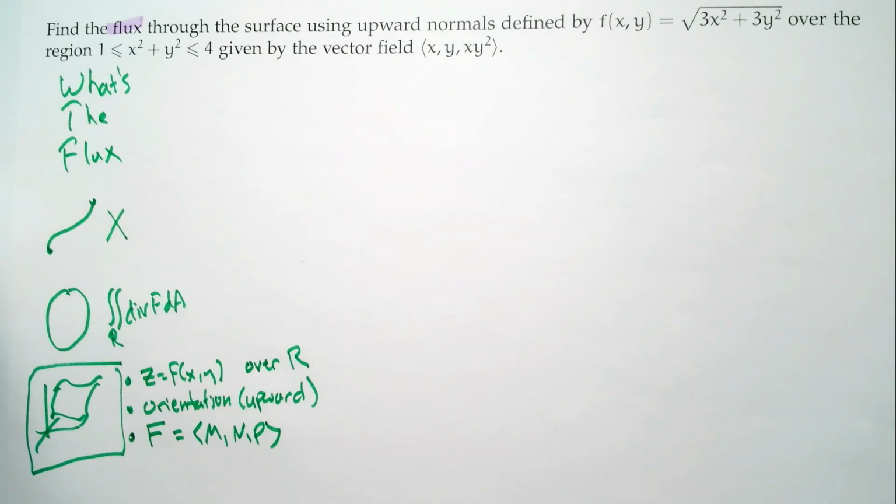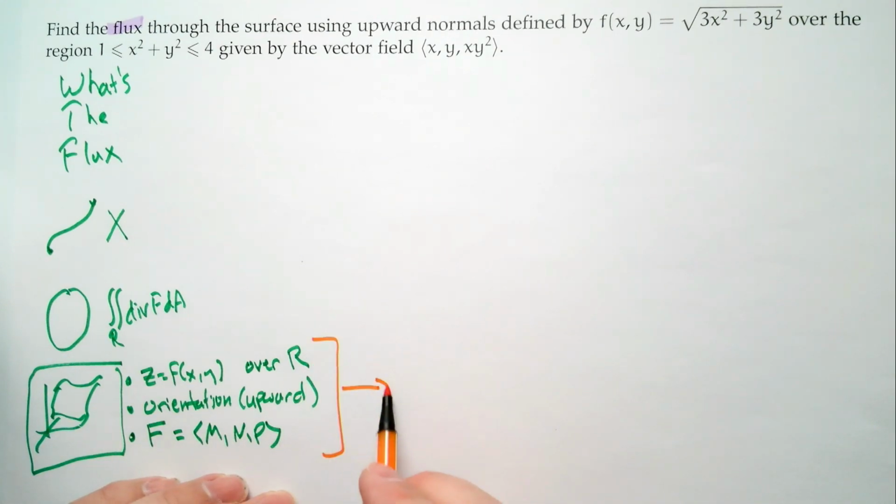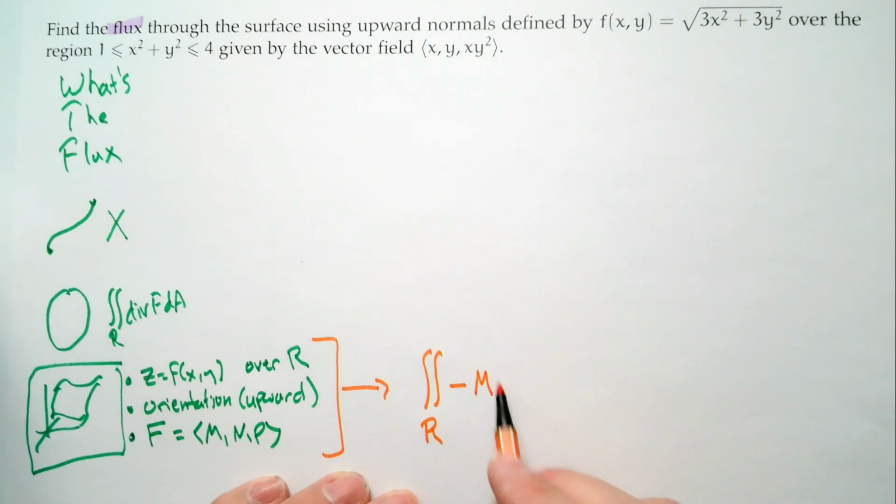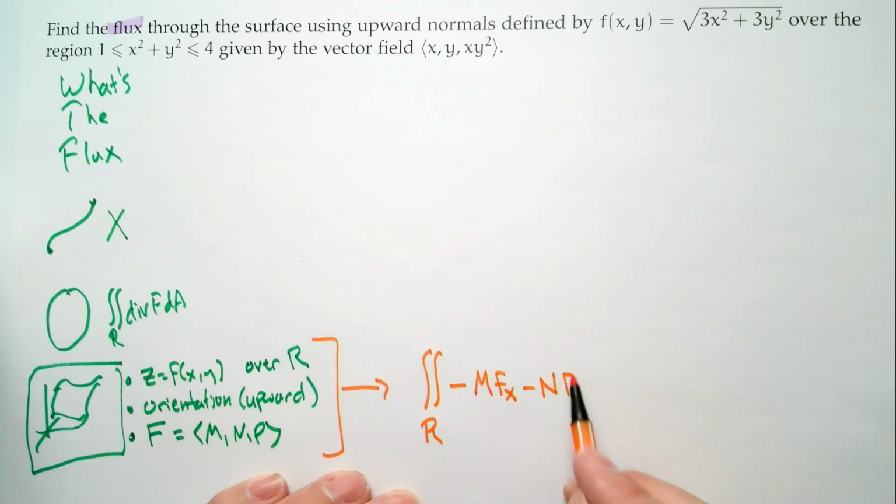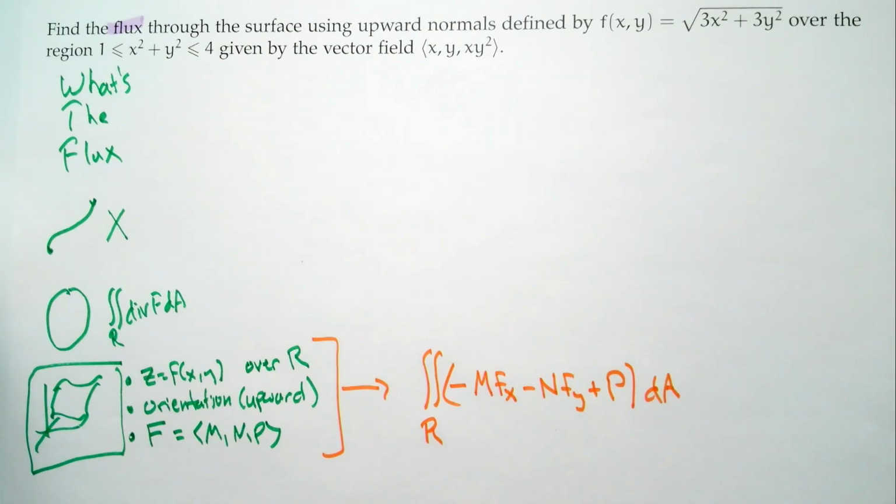Once you have all these pieces, you get a nice formula. If you remember the formula, it's actually not a hard problem. And if you don't remember it, you can just rederive it. It only takes about 15 minutes. So here's how it works. You integrate over your region minus M f_x minus N f_y plus P dA. That's the formula. If you remember this, you're probably halfway there, because usually this is the hard part.